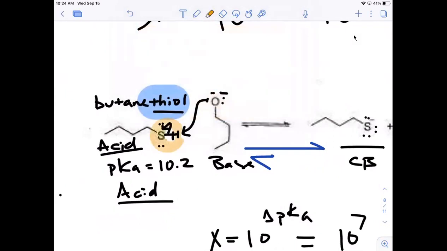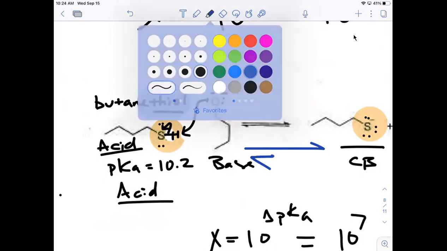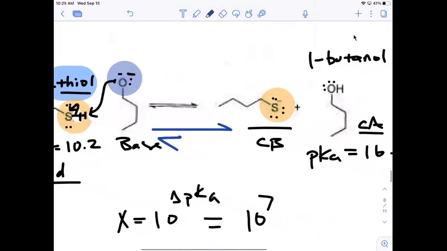You see you have an SH. It didn't highlight the white part, but you got it. And then that lost a proton, so now I have a sulfur on the other side with a negative charge, and then you can see the oxygen here. On the other side, it's an OH.